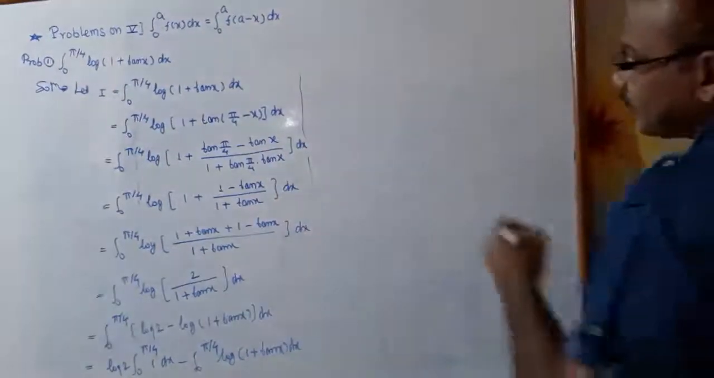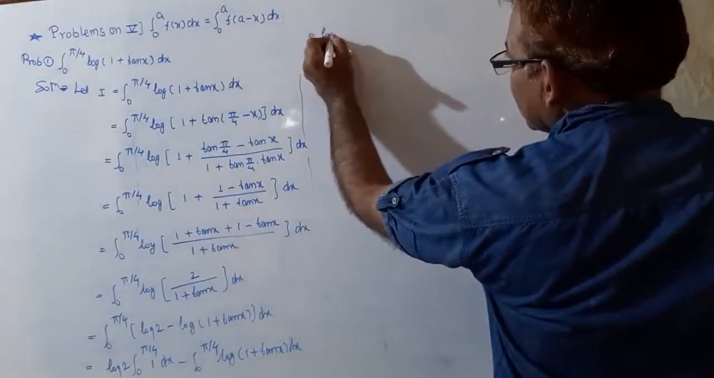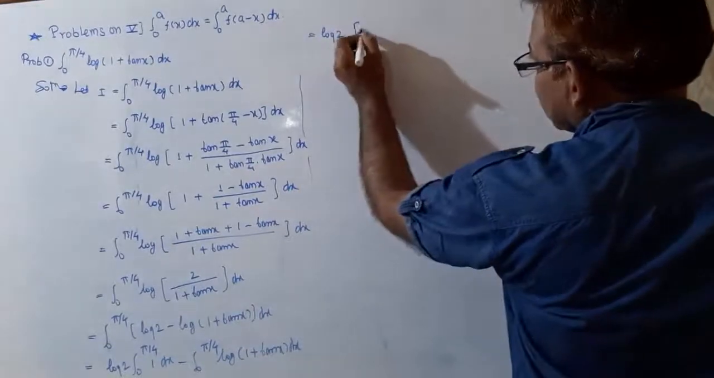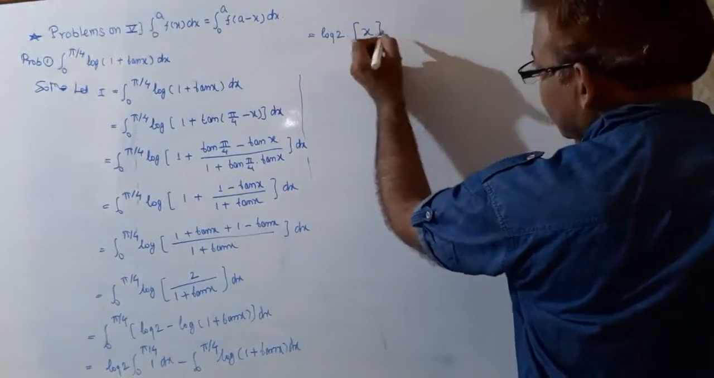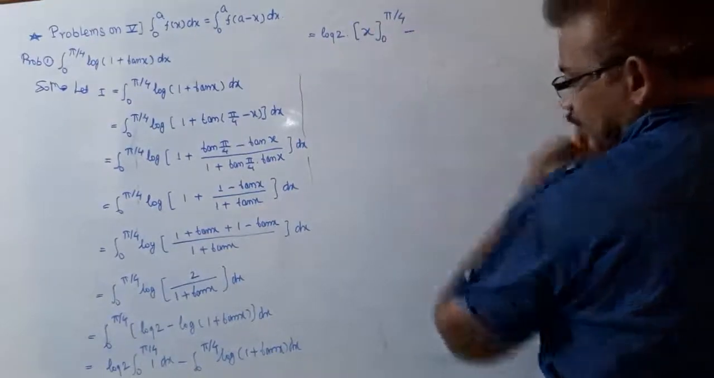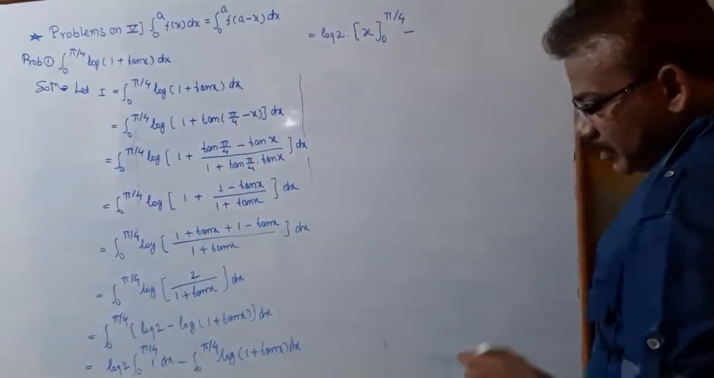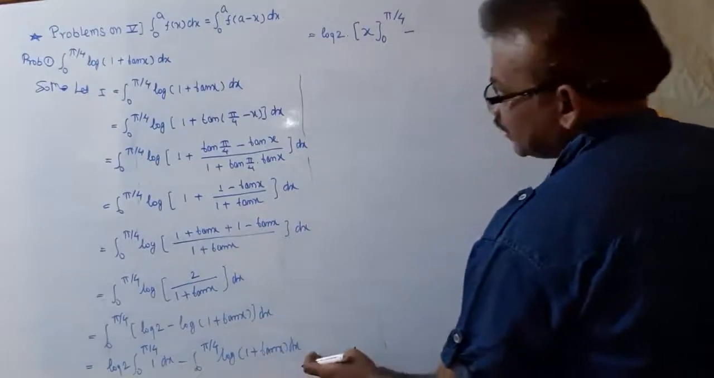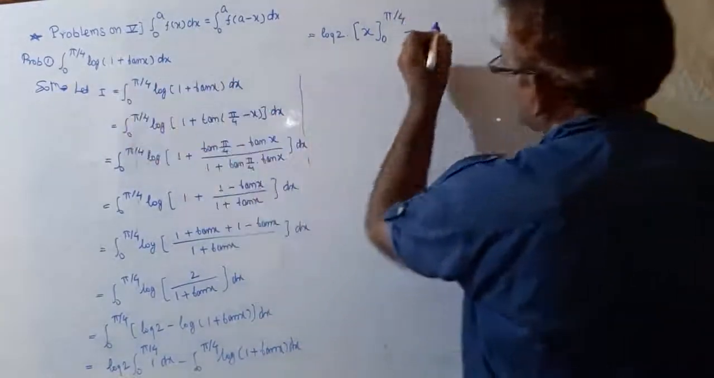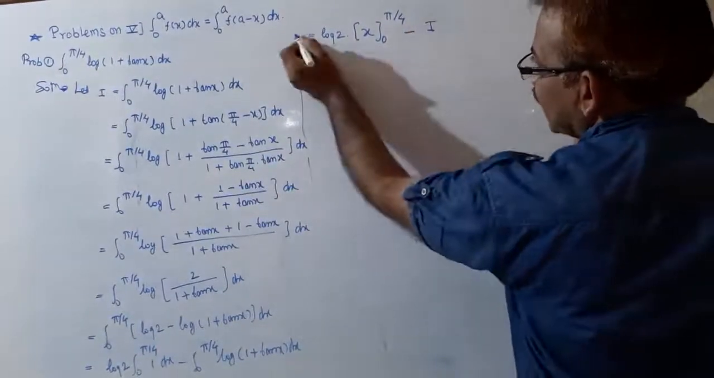So it is equal to log 2 constant. We know integration of 1 dx is x, with limits from 0 to pi by 4, minus, see the second term, integration from 0 to pi by 4 log of 1 plus tan x dx, nothing but the given problem, and we have taken that as I. Substitute I here. Note that the left side is also I.